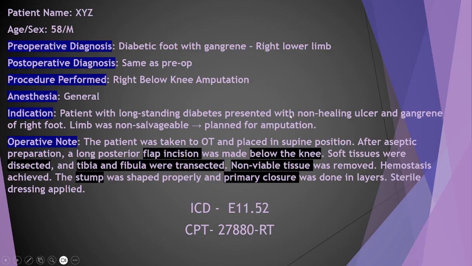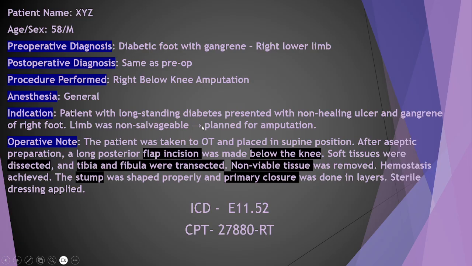Okay. So you'll see one operative report for the amputation. Here the pre-operative diagnosis is diabetic foot with gangrene, right lower limb, post-operative same. The procedure is right below knee amputation, and anesthesia is general. Indication is a patient with long-standing diabetes presented with a non-healing ulcer and gangrene of the right foot, and the limb was non-salvageable, planned for amputation. And what must the operative note description be? We have to see that.